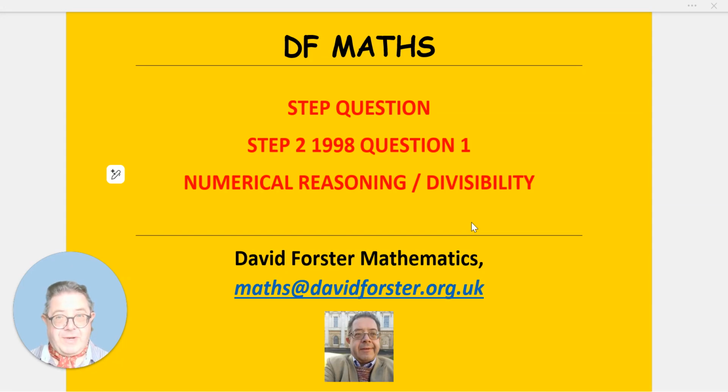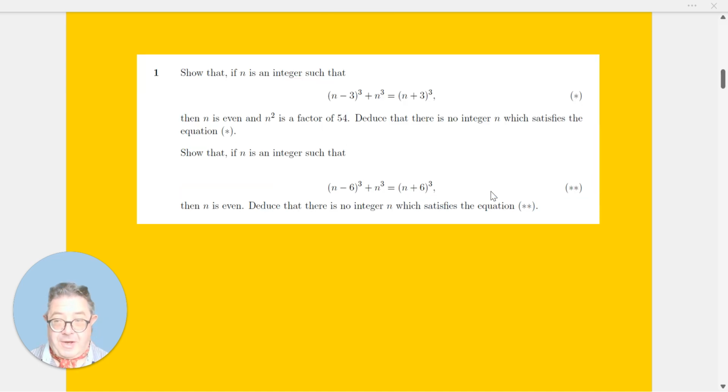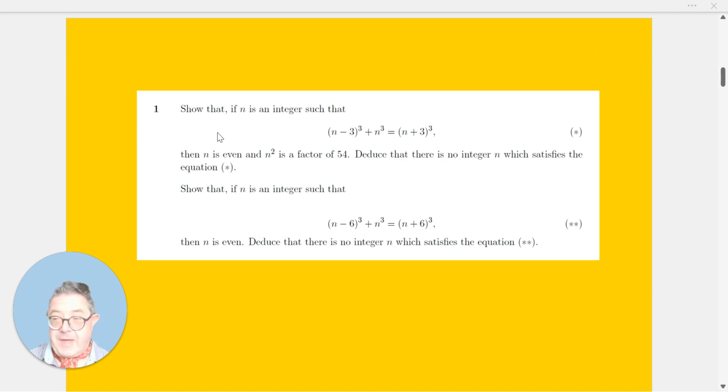The topic of today's STEP question is numerical reasoning and divisibility. I like this question because, although it's from STEP 2, it doesn't require very much at all in the way of background theory and knowledge. The question starts by saying: show that if n is an integer satisfying this equation here, n minus 3 cubed plus n cubed equals n plus 3 cubed, then n is even and n squared is a factor of 54. We're then going to deduce that there is no integer that actually satisfies this equation.